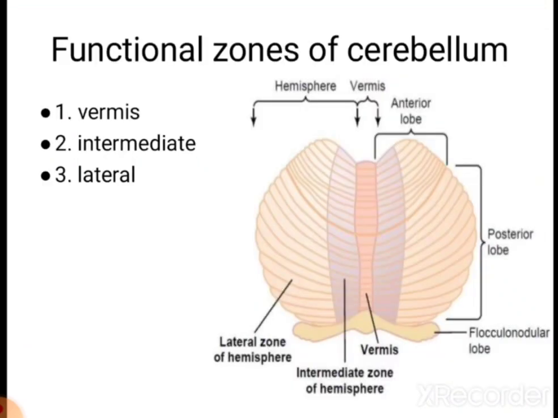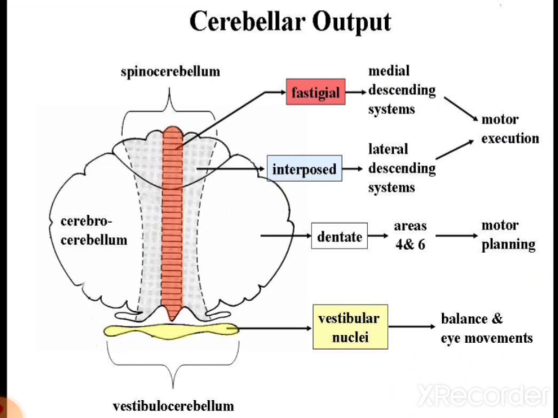So these are the functional zones of the cerebellum, that is in the midline vermis. Then lateral to it is the intermediate area and the lateral most part of the cerebellum. So this is the cerebellar output, how the cerebellum is connected with the functional areas for a particular function.